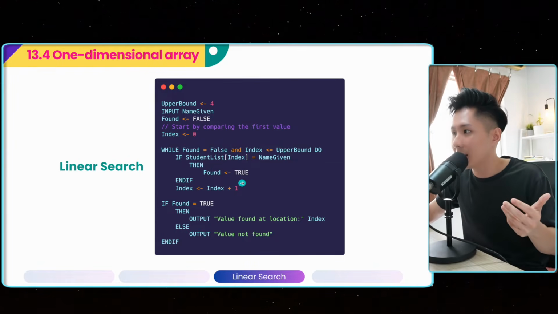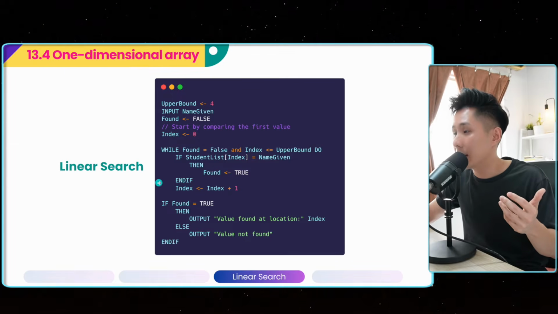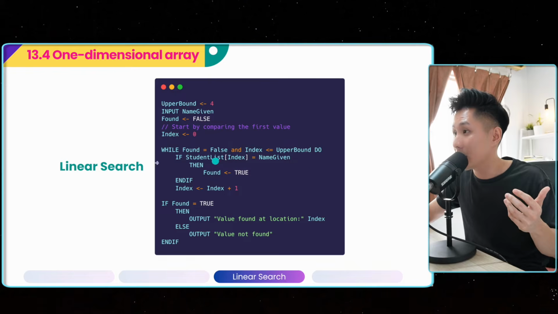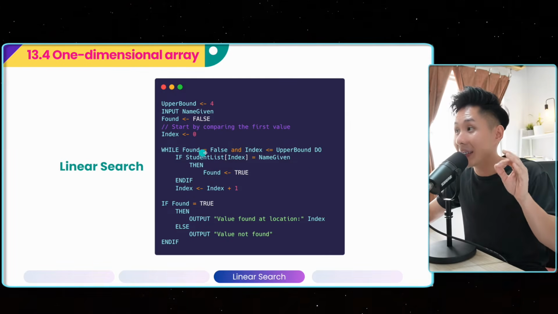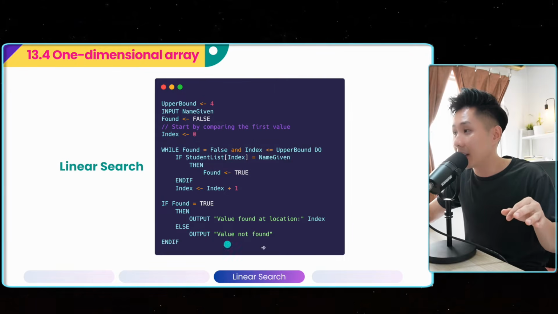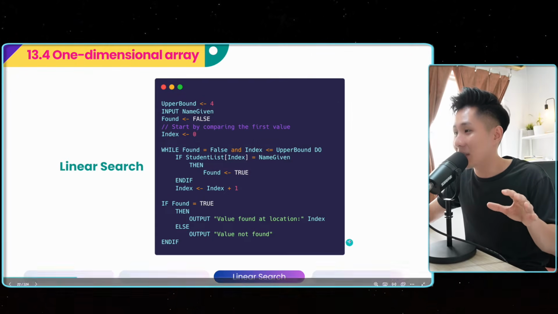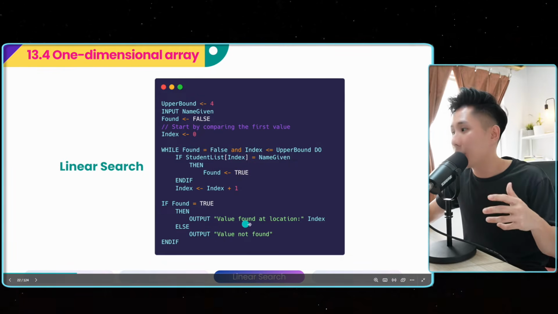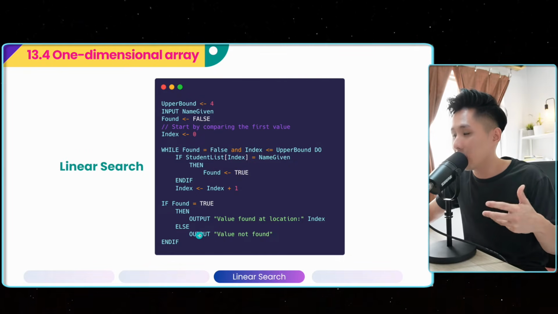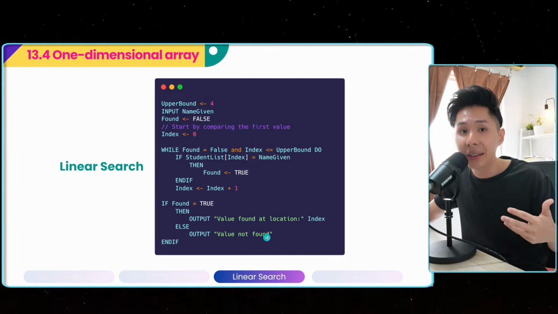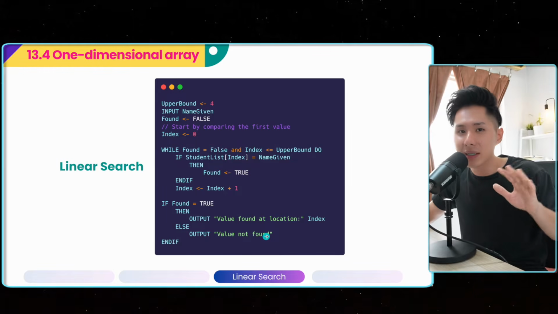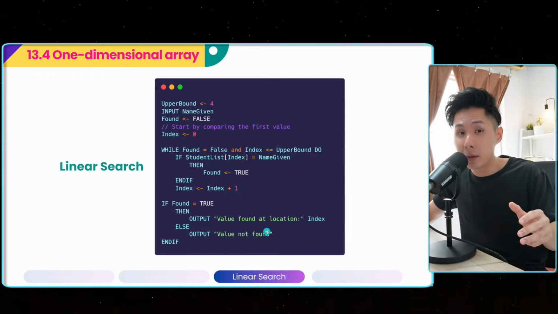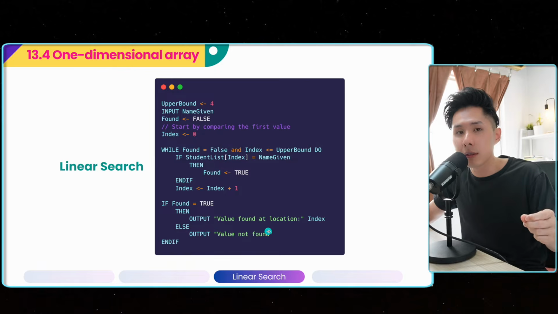If it's not, then I'm going to go back to the algorithm and do it all over again, because the while loop stops only when found equals true. At the end of the algorithm, if found is equal to true, I'll output value found at location index. Otherwise, I'll output value not found. And I think a good way to learn how to write an algorithm is to just write it on your own on a piece of paper to see whether you can write out the algorithm from scratch.